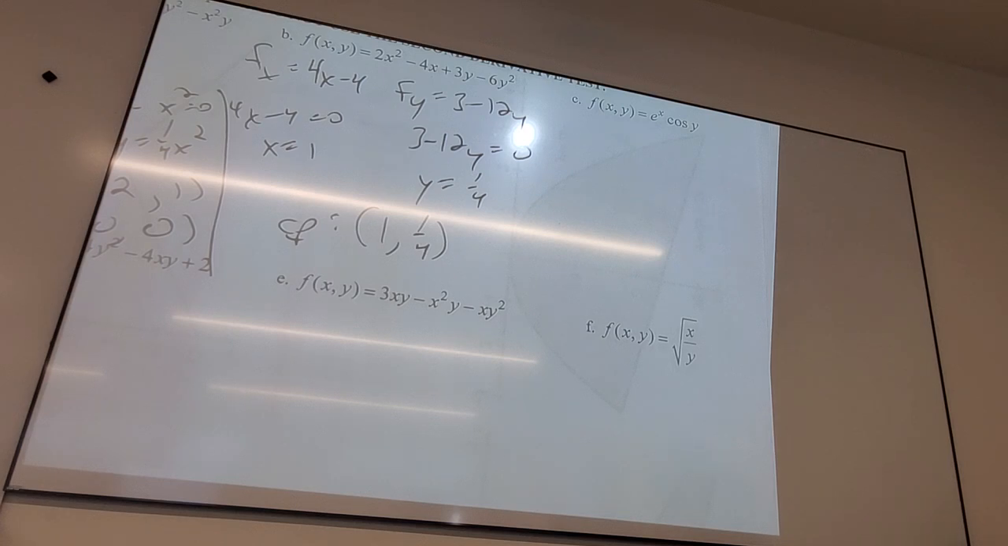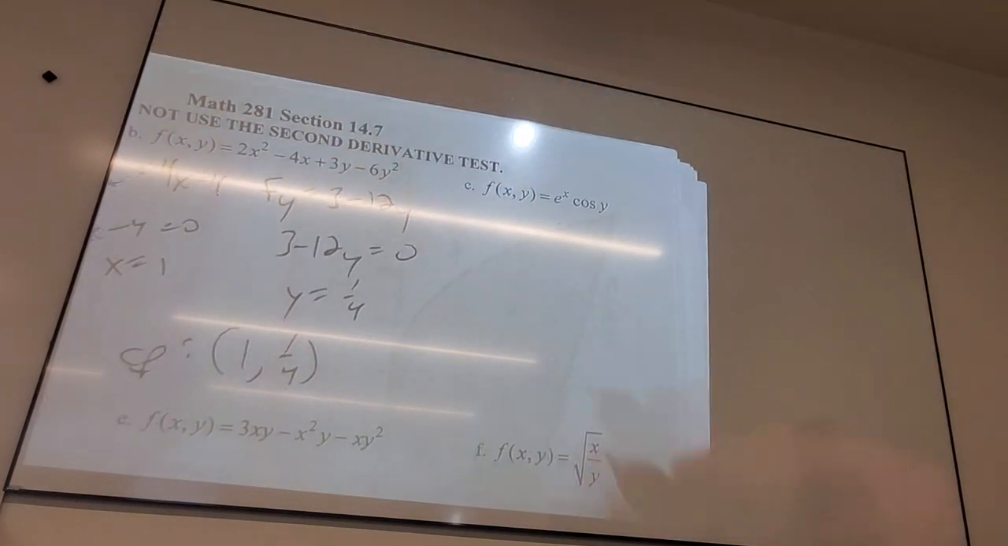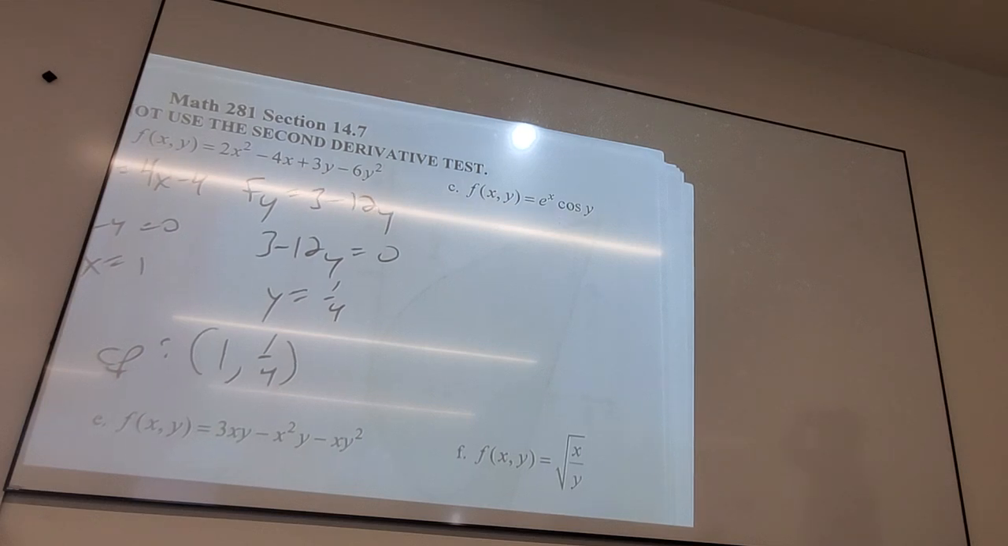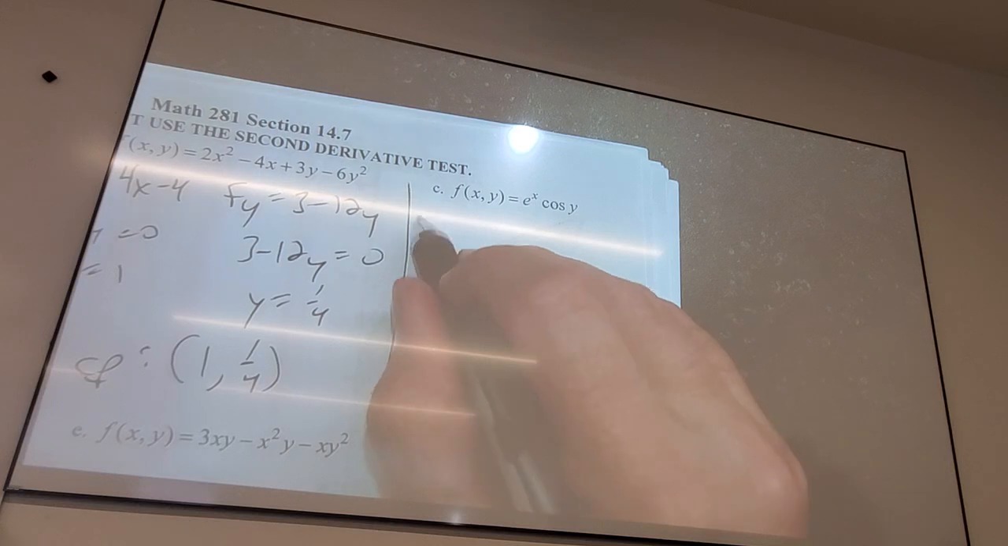Yeah, that one a little bit. Okay. All right. Let's see if anybody gets this one. This is a special case. What do you guys get for fx?